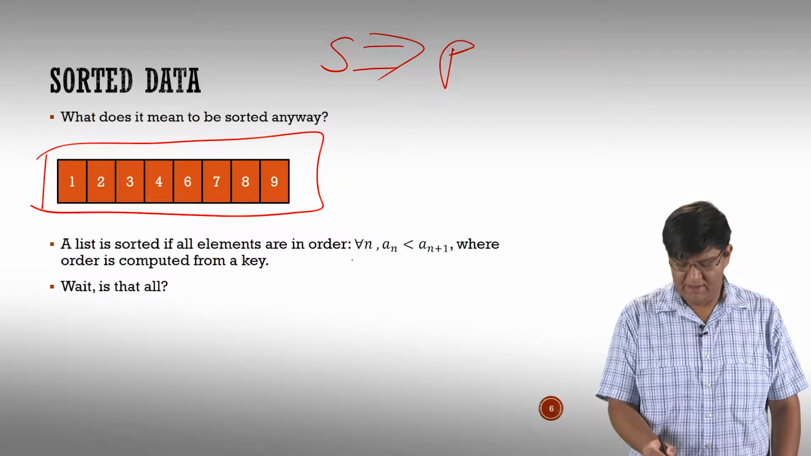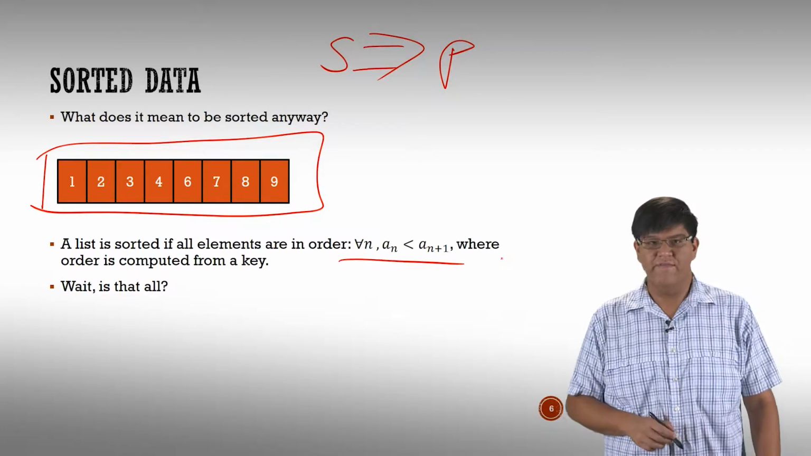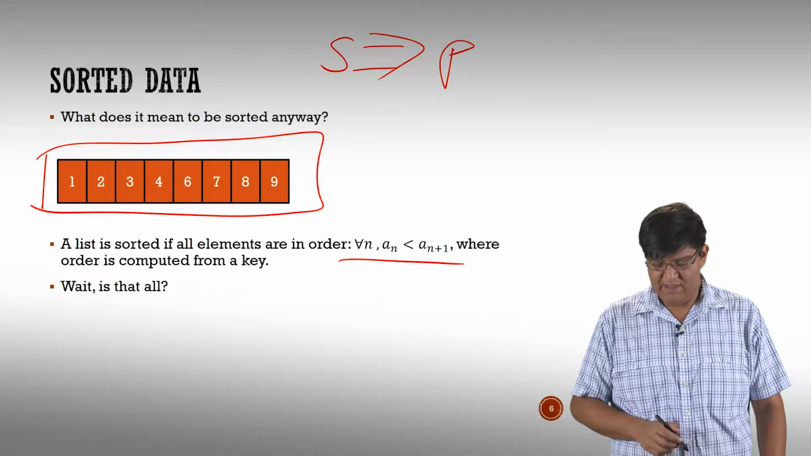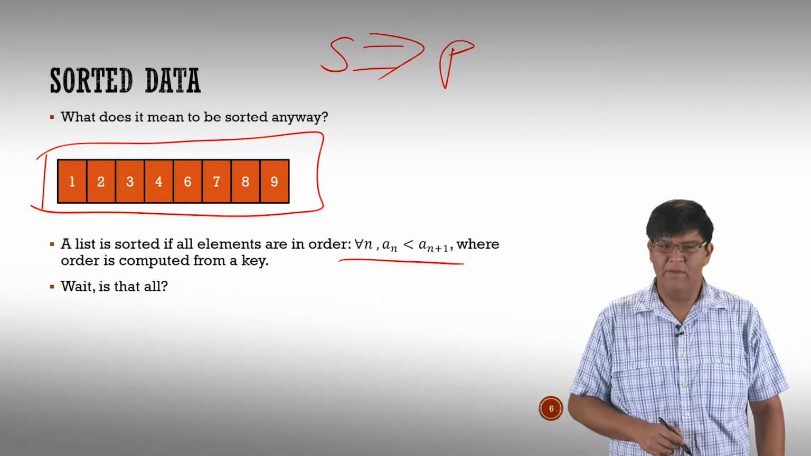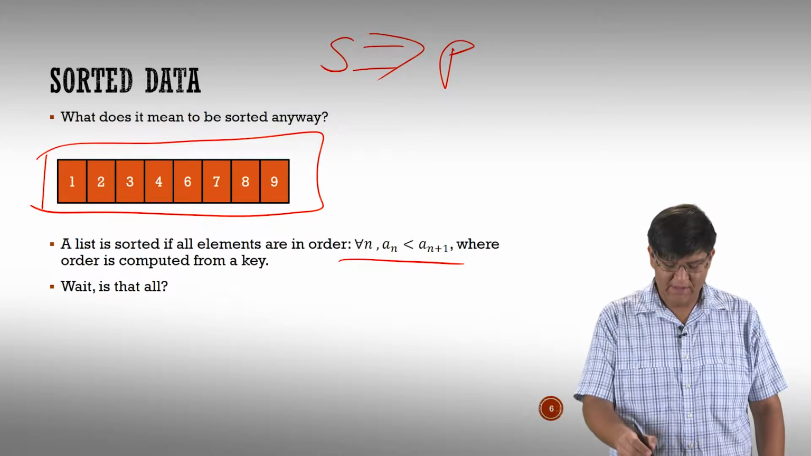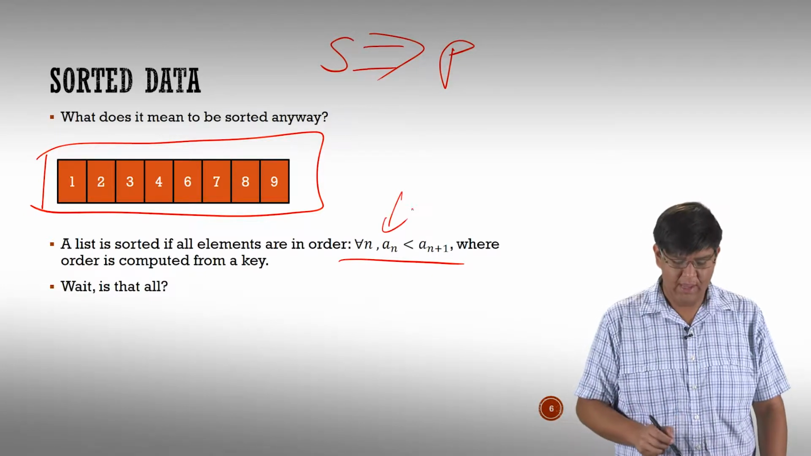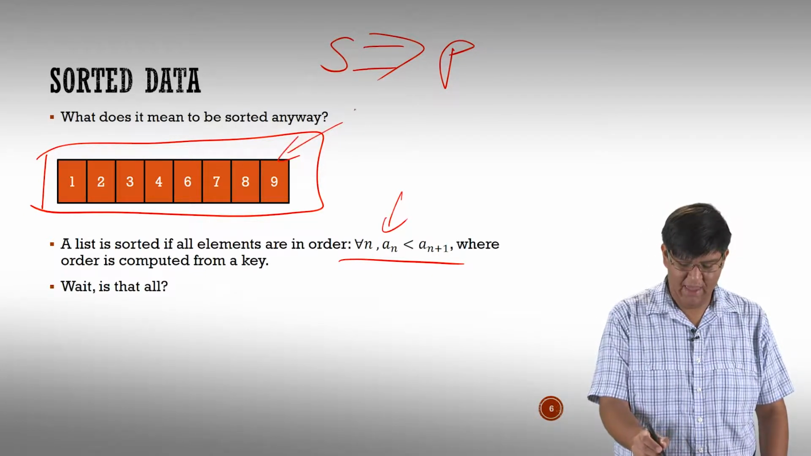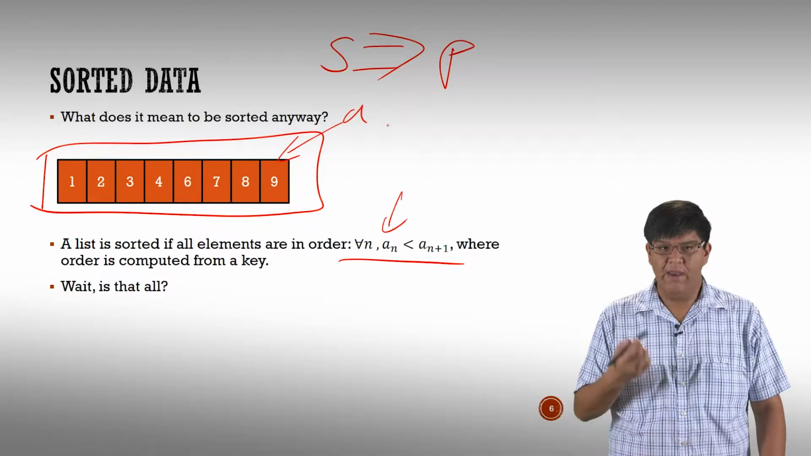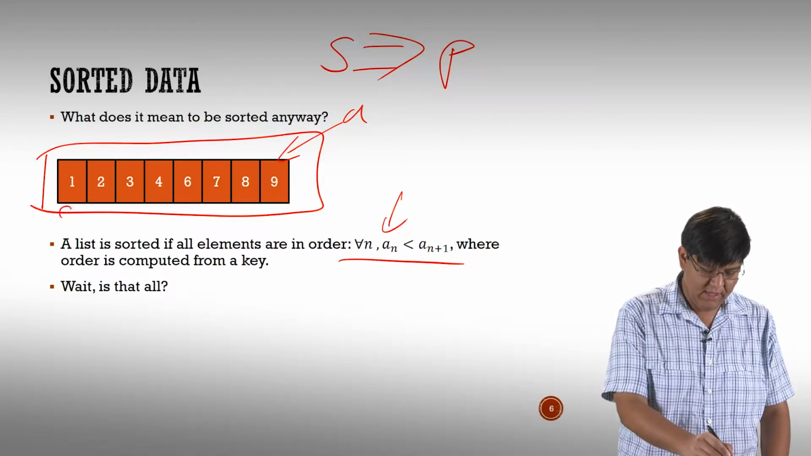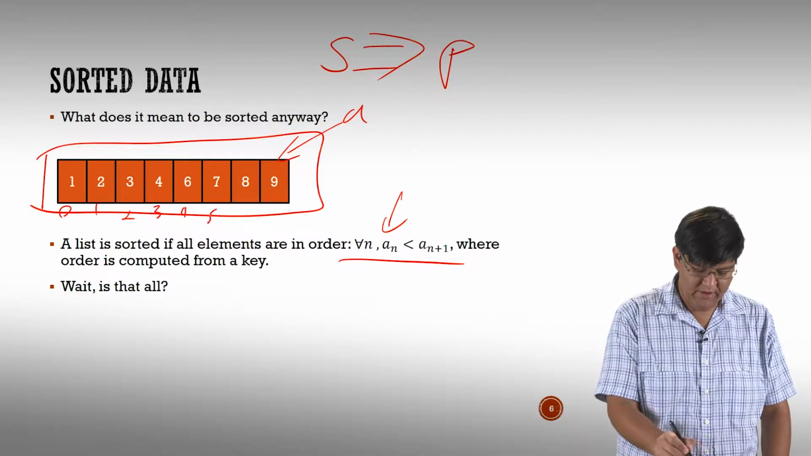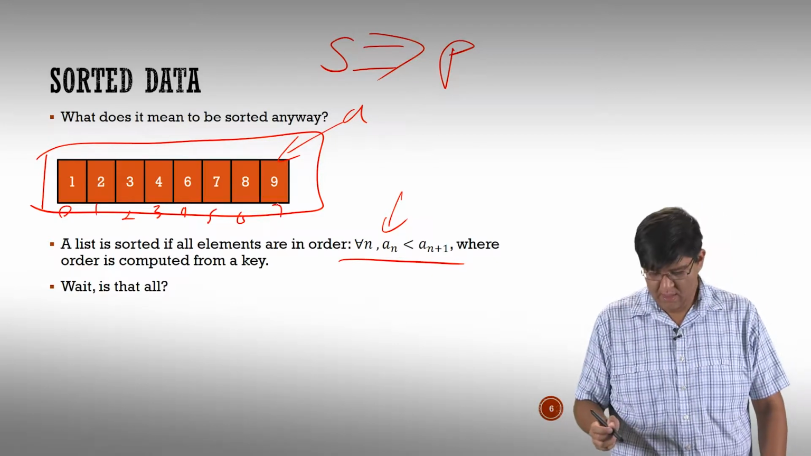In this case, I have a nice little mathematical definition for you guys. So it says for all n, a of n less than a of n plus 1. So what is going on? A is, of course, the array. So A is this whole box over here. That is A. And then I have n. N is an index value, right? So this is index at 1, 2, 3, 4, 5, 6, 7.